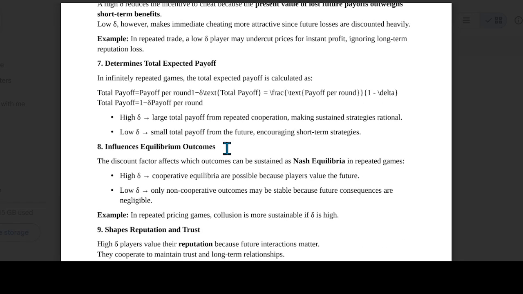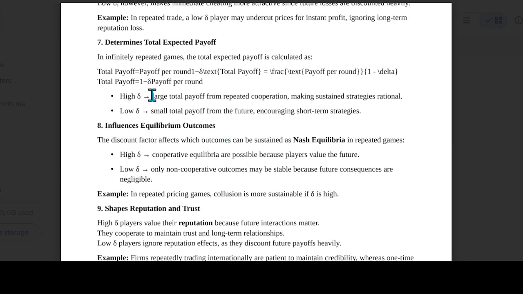It determines total expected payoff. Now this is the formula, not exactly clearly written. Total payoff is equal to payoff per round, 1 minus... I'm going to clarify. There will be a proper formula given for this. I'll put it in somehow, but yeah, this is not clearly written.